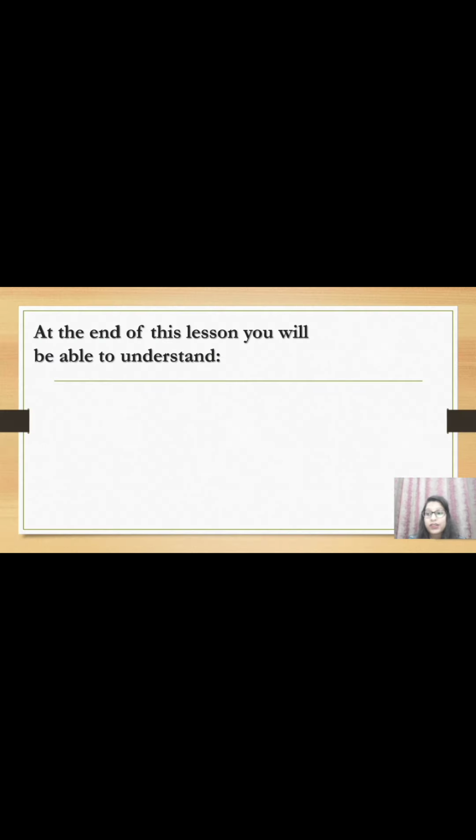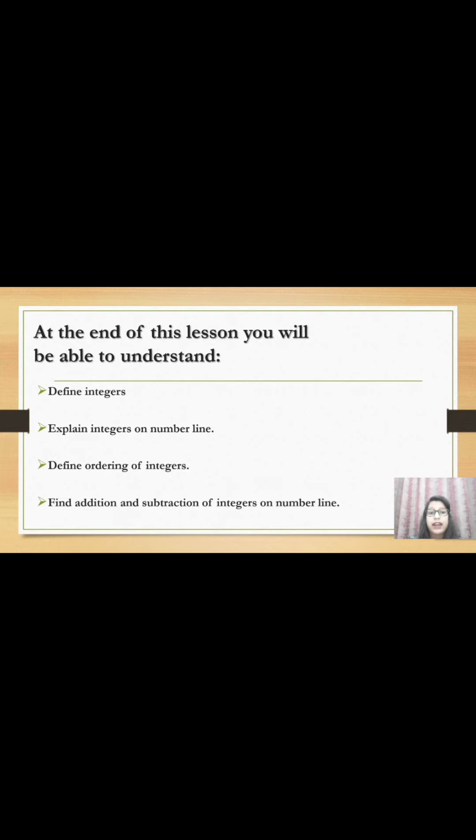So, what is integers? At the end of this lesson, we will be able to understand, define integers, explain integers on number line, and how can we do ordering of integers and addition and subtraction of integers on number line.